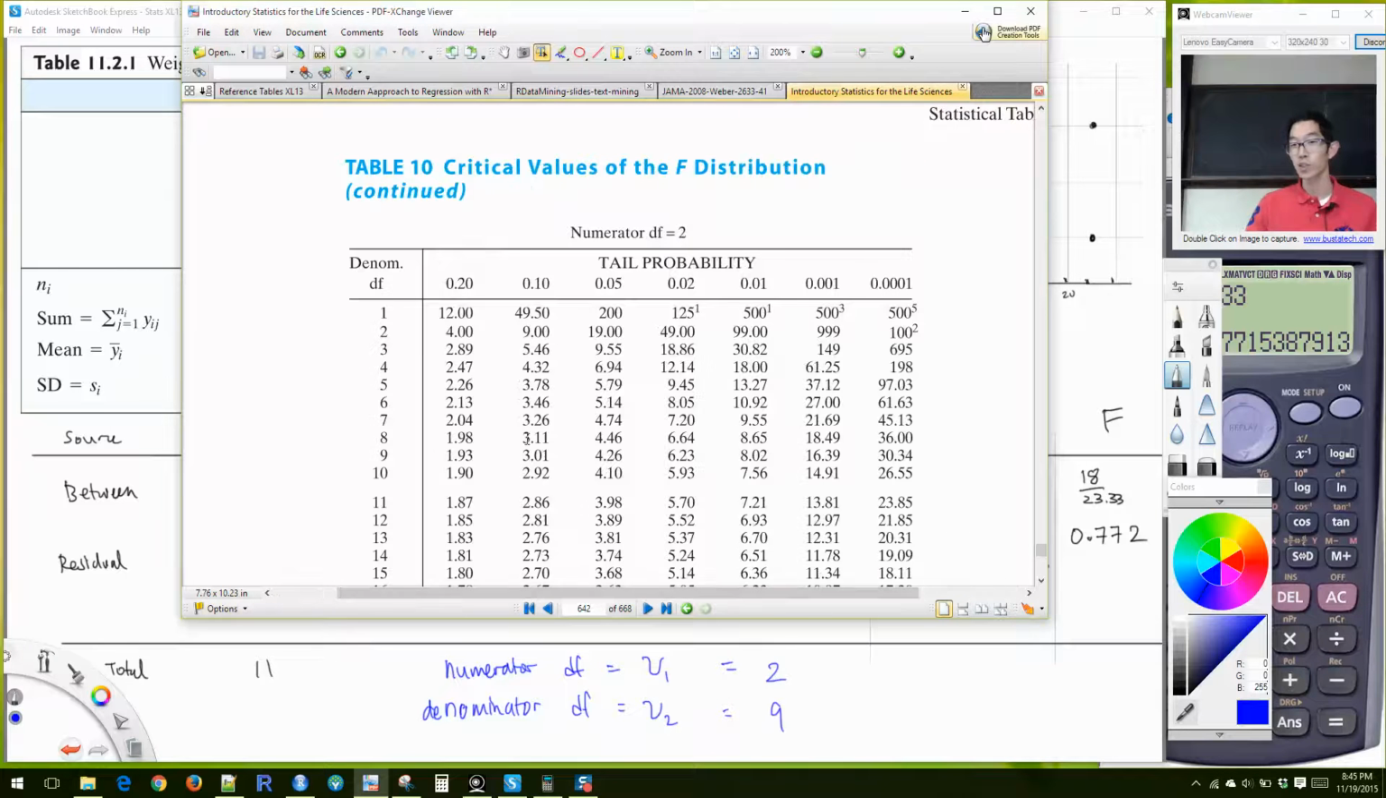Are there any questions on using this F table? So you have the numerator degrees of freedom, the denominator degrees of freedom, and then you compare your F statistic, just like using the chi-squared or t-table, and you say, well, how does that compare to our tail probability? It says, oh, 0.772 is smaller than this number, therefore our tail area is greater than 20%. Is that okay?